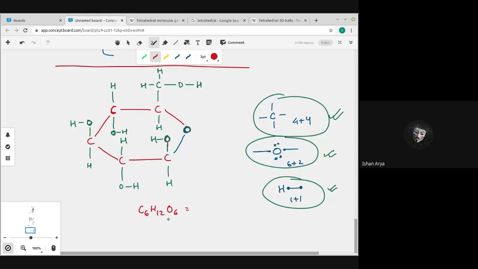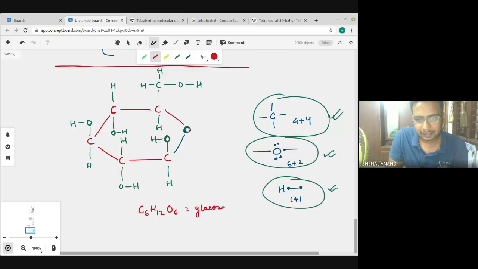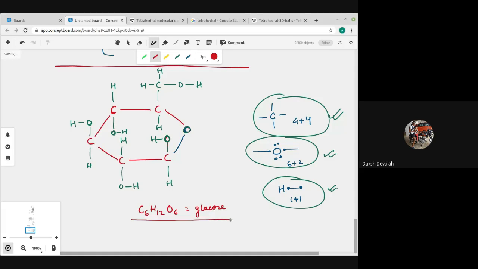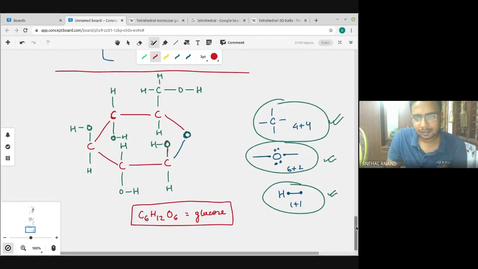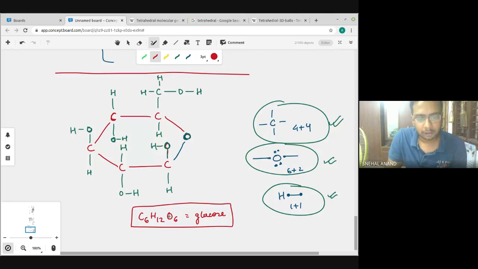Yes, sir. Glucose. This is glucose. I hope you understood what I'm trying to tell you. Correct. So even very big molecules like this ensure that this chemical bonding condition is satisfied. Okay. So this is the structure of glucose.